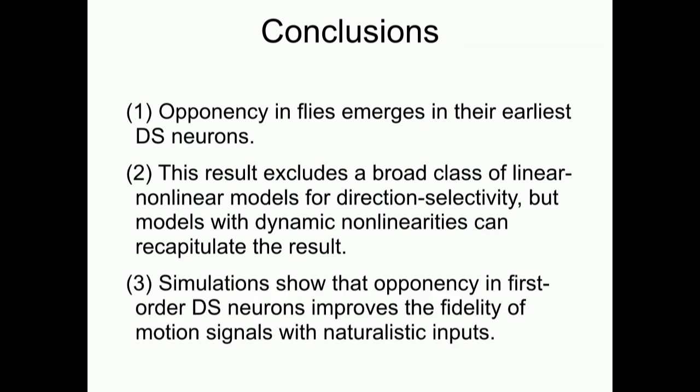And then last, we showed with simulations and natural scene statistics that this type of opponency that we observe in these first order cells can improve direction selective signals in a substantial way. So it's maybe not that surprising that you would find it in the earliest direction selective cells, because this improvement should improve signals wherever it appears. There's no reason to put up with a bad signal at any point in your visual system if you can make a good one.